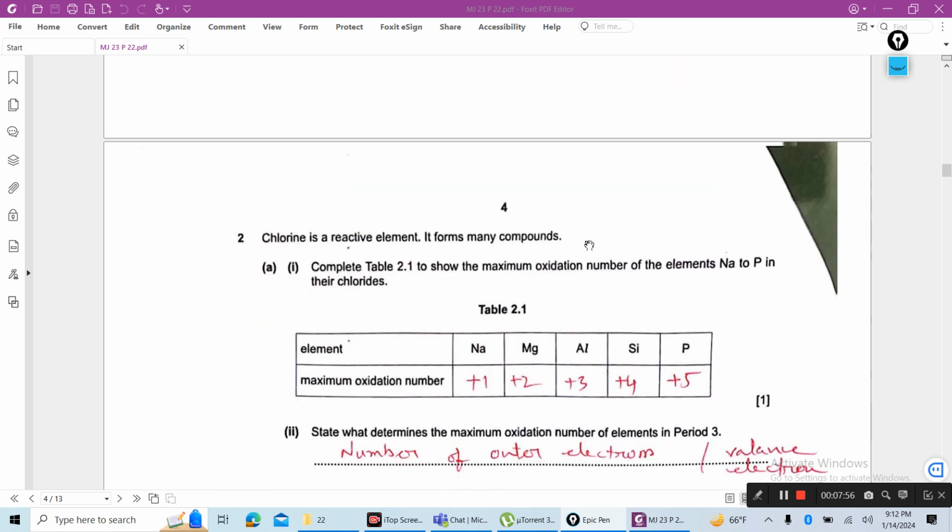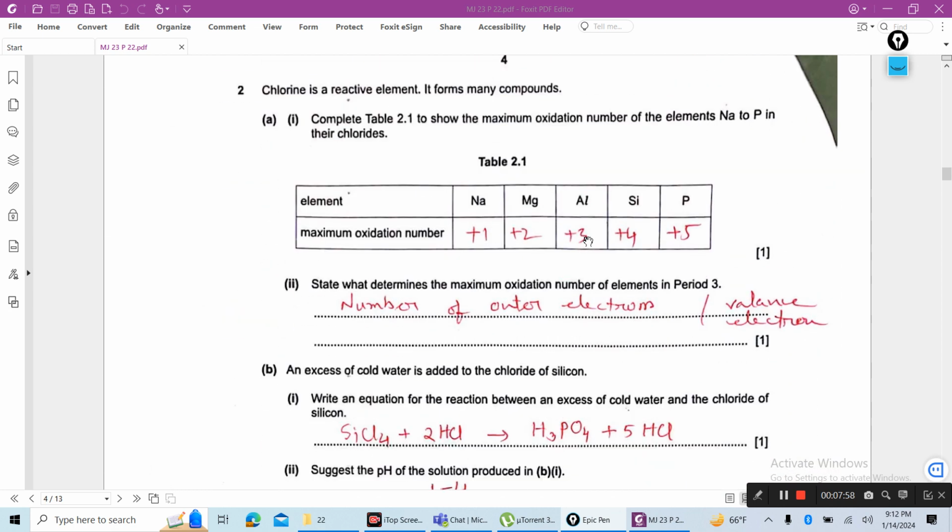Come to next question. Question number 2. Chlorine is a reactive element. It forms many compounds. Complete this table to show the maximum oxidation number of elements sodium to phosphorus in their chlorides. I mean sodium chloride, magnesium chloride, aluminum chloride.